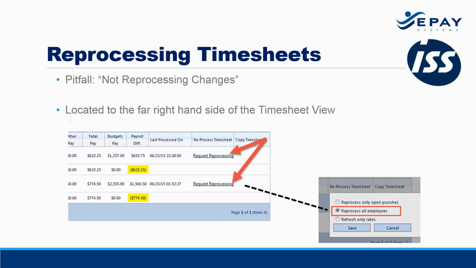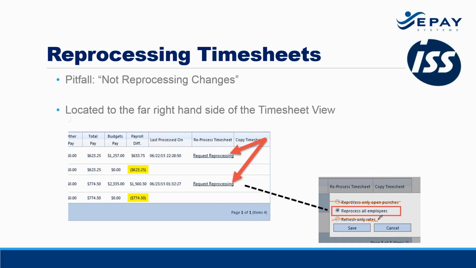You can actually go in there, click on Request Reprocessing, and then you're going to be prompted with a couple of options. These options are to either A, reprocess only open punches, which means only any punches that are still open out there will be reprocessed. Typically, I say ignore that one, because it's not a bad thing, but I'd say ignore it. You also have an option at the very bottom that says refresh only rates. All that's going to do is update the pay rates. It's not going to do anything else. The middle one is the best choice.